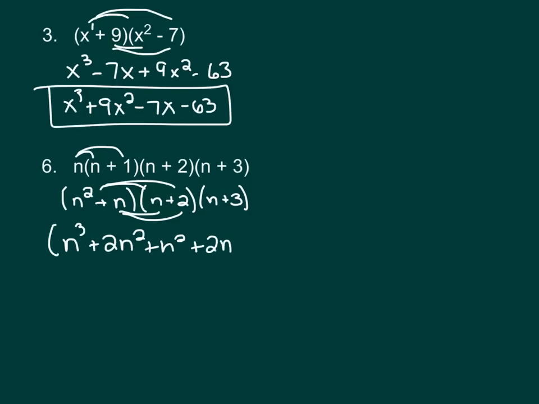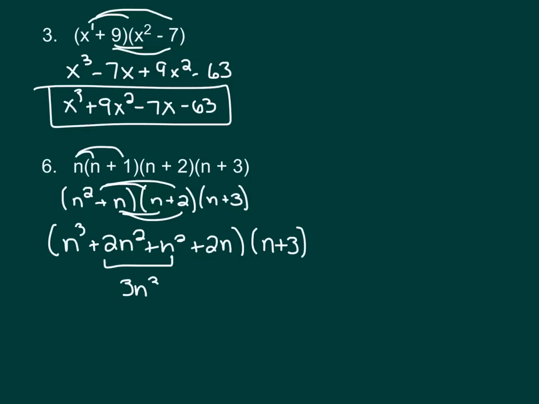Okay, so I'm just going to put that in a big parenthesis, and I'm going to bring down my n plus 3. Now before I multiply together this first parenthesis by the second parenthesis, you can combine like terms here. See how we have a 2n squared and a 1n squared? Well, 2n squared plus 1n squared gives you 3n squared. So I'm going to combine these to give me 3n squared.